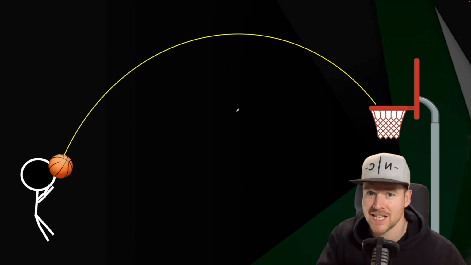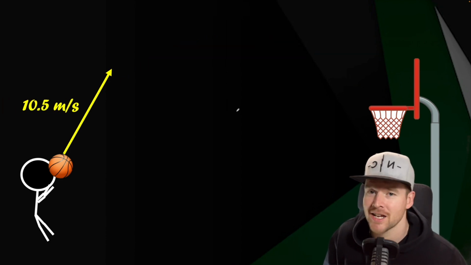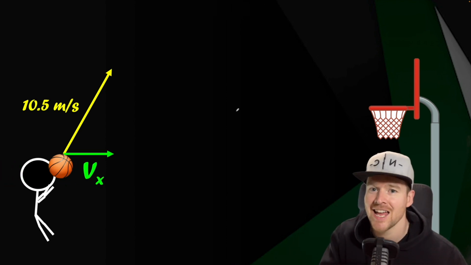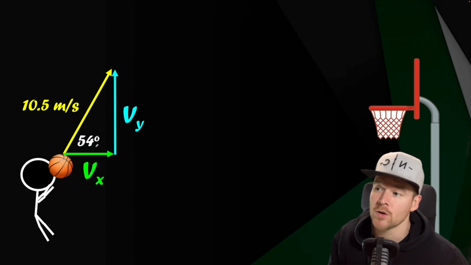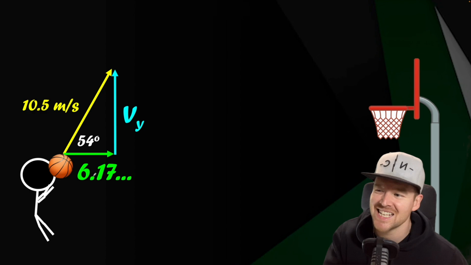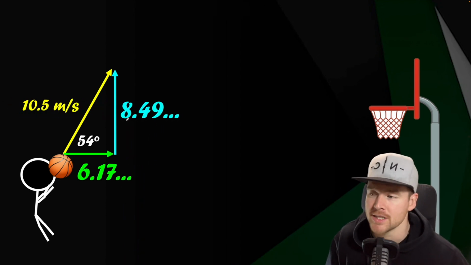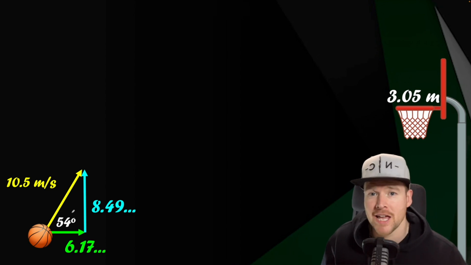As we just said, our first step is going to be considering that although that 10.5 meters per second was given to us in the question, we're not going to use that number. We have to break it into our x and our y components. So it's not that hard to do. We're just going to use that angle of 54 degrees here. We're going to take sine to find our opposite and cos to find our adjacent. And that's going to give us 6.17 forwards and 8.49 upwards. So my initial velocities in y and in x.